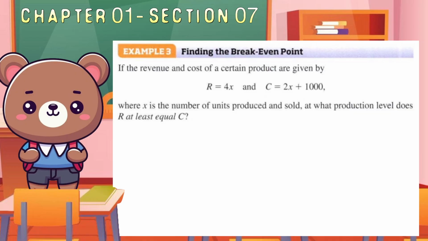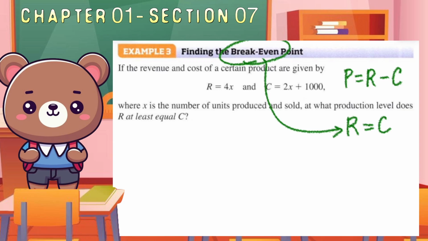So in that case, we can describe profit. Profit will equal revenue, which is money in, minus cost, which is money out, right? And your break even point is when revenue is equal to cost, right? That's where we are going to break even.